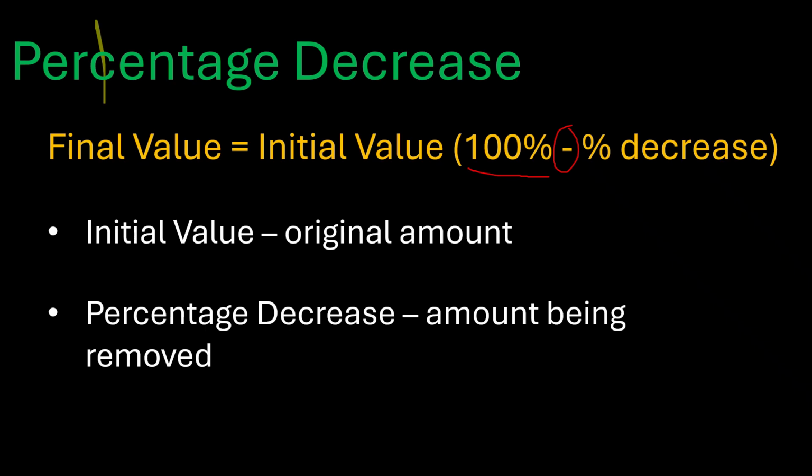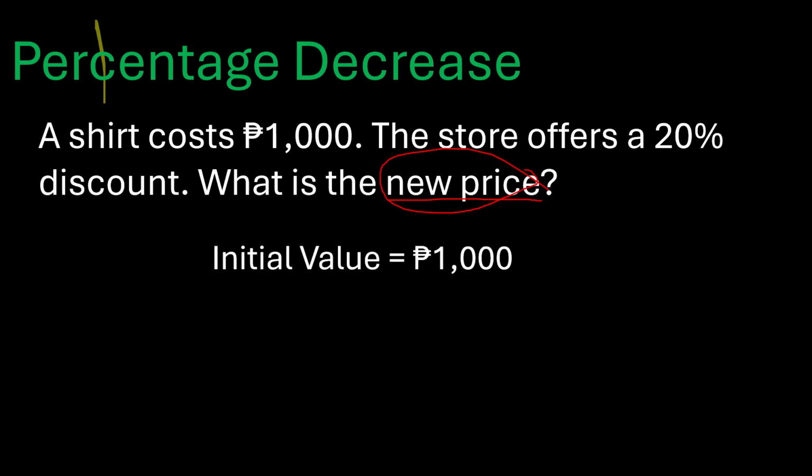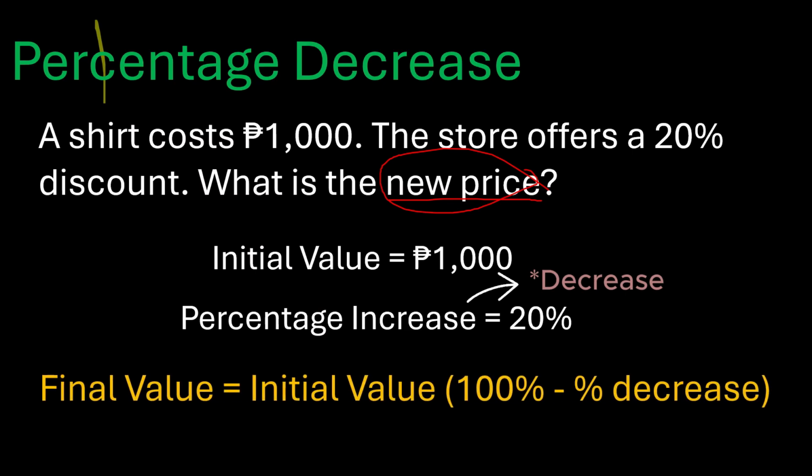Let's try an example. A shirt costs 1,000 pesos. The store offers a 20% discount. What is the new price? First, let's identify the given information. The original price is 1,000 pesos. The percentage decrease is 20%. Using our formula, final value equals initial value times 100% minus percentage decrease.